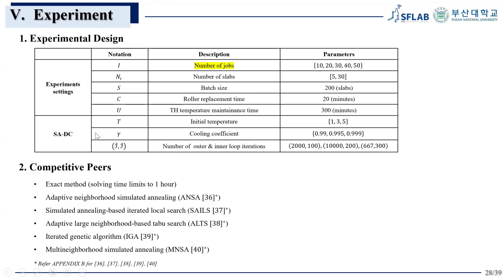For the parameters of the metaheuristic, we consider different initial temperatures, different cooling coefficients, and also different numbers of outer and inner loop iterations. For comparative methods, we compare with the exact method. We limit the solving time to 1 hour and compare to other metaheuristic methods suggested in other studies. I put it in the appendix.